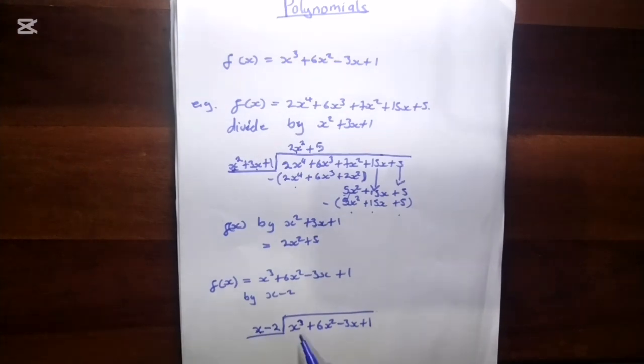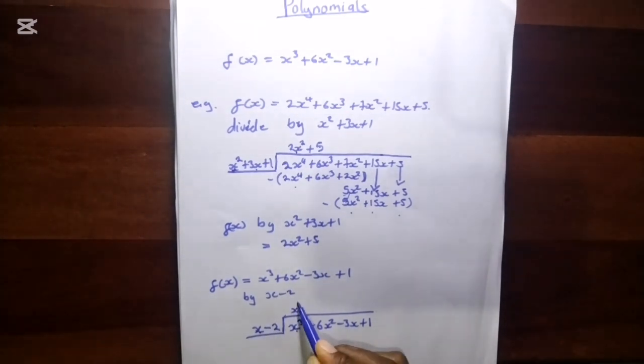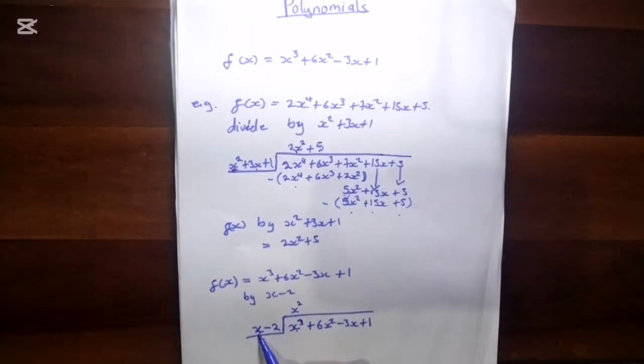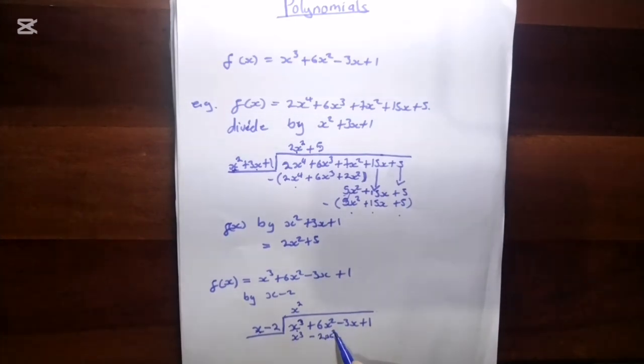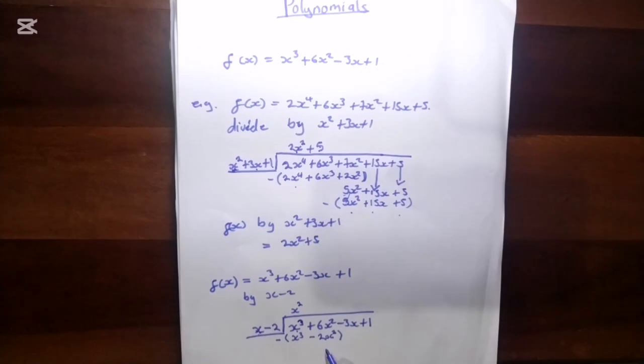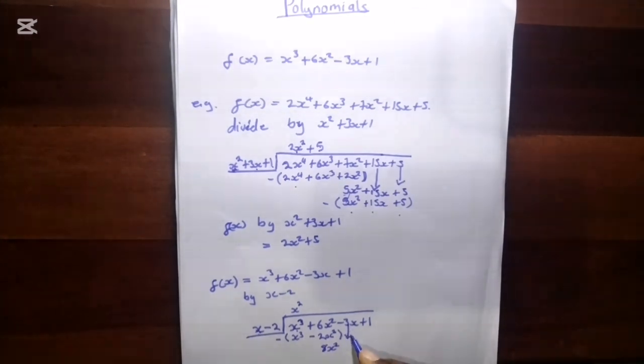Alright, so x into x cubed, we get x squared. x squared times x, we get x cubed. x squared times negative 2, we get negative 2x squared. Then we subtract, we get 6x squared minus 2x squared, we get 8x squared. Then we bring down the 3, say minus 3x.